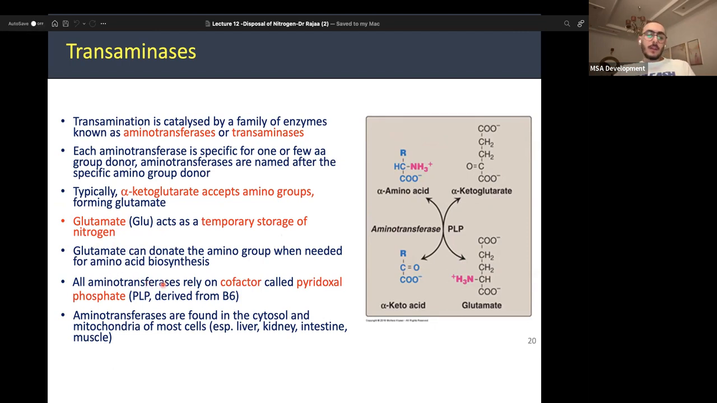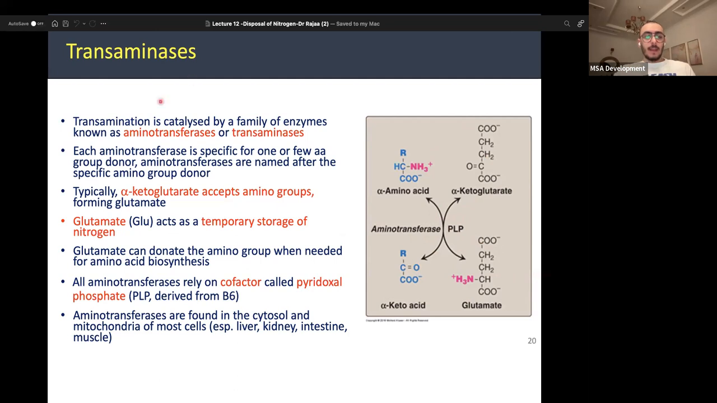The other very, very important thing about transaminases is that they require a cofactor called pyridoxal phosphate, or vitamin B6. Vitamin B6 is pyridoxal phosphate, and this whole process will not carry on without it. So if someone has a deficiency in pyridoxal phosphate or vitamin B6, he or she will not have transamination in his body. He will not get rid of ammonium, basically.